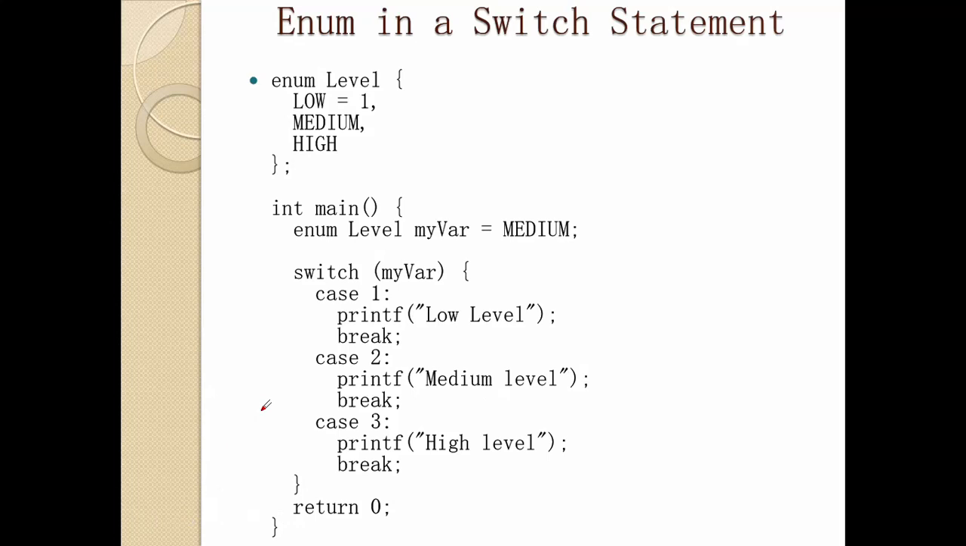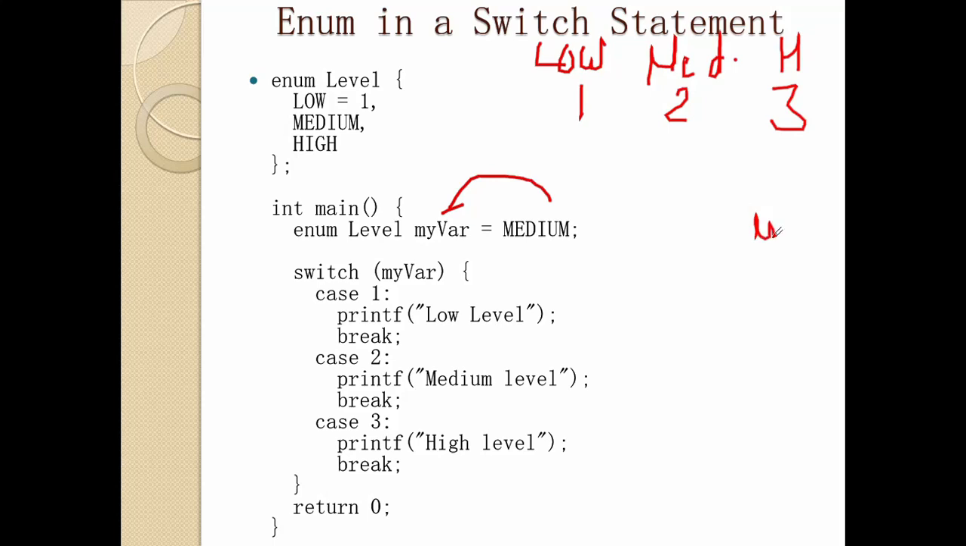So we can also use a switch statement as the values are the same. So we have put 1 in low. So if we see low, if we see medium, I'm just writing shorthand of high for it. So in low it is 1, so automatically in medium it's going to be 2, and in high it's going to be 3. So in main we are creating a variable where we are putting a medium value in my var. So for my var, we have the value of medium, that is 2.